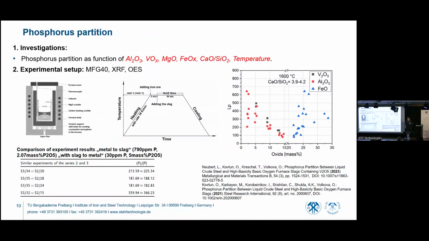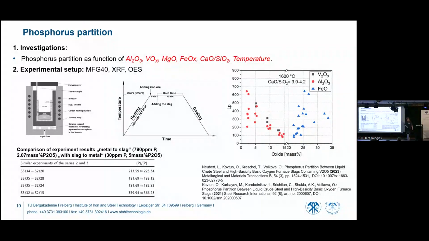Next example, phosphorus distribution or phosphorus partition. We can measure it at our institute as a function of temperature, as a function of chemical composition of the slag or of the steel. And we can measure it in two directions, by phosphorus transport from the steel to the slag, and again from the slag to the steel. Here you can see a comparison between phosphorus partitioning, and you see the values are the same.